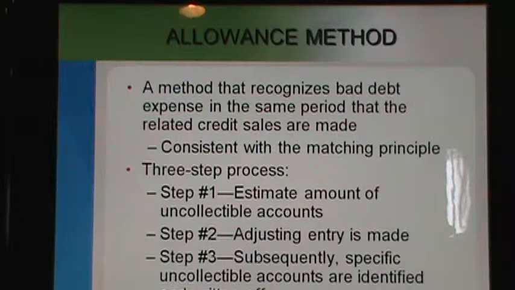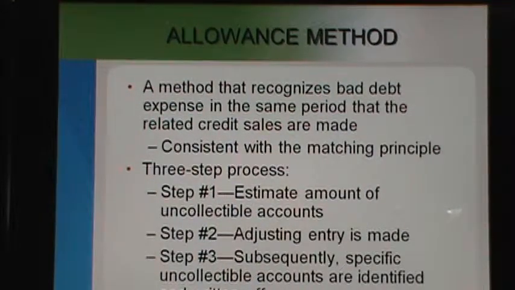The first step is to estimate the amount of uncollectible accounts. And then the next step is we make an adjusting entry to our accounts receivable, and then subsequently specific uncollectible accounts are identified and written off. So we go find their personal accounts receivable in their accounts receivable journal and ledger, and then we write them off.